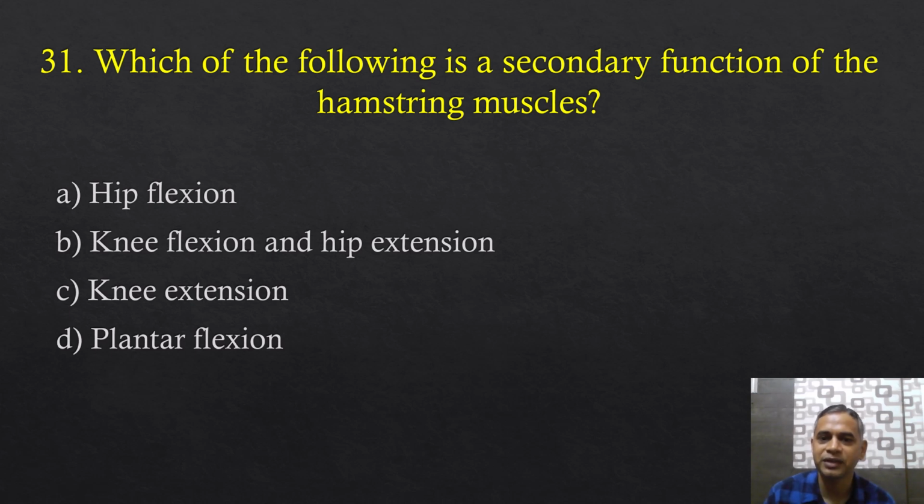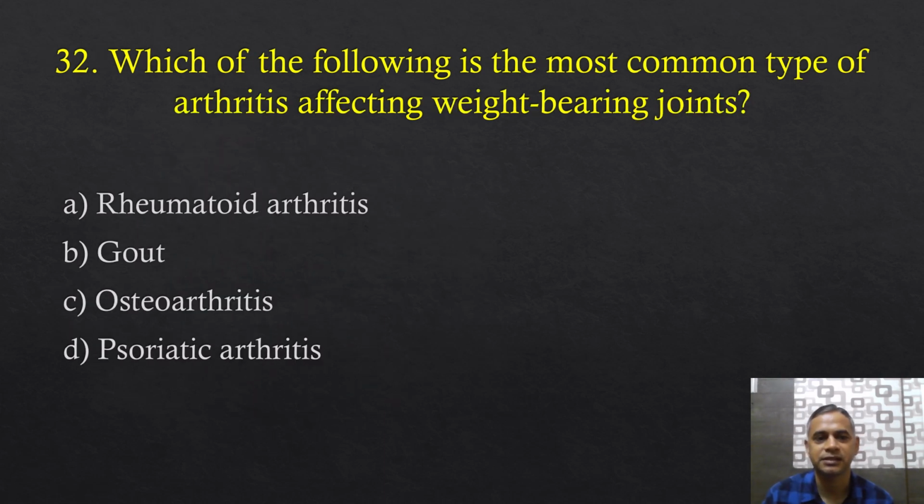Number 31. Which of the following is a secondary function of the hamstring muscle? A. Hip flexion. B. Knee flexion and hip extension. C. Knee extension. D. Plantar flexion. So the answer is B, knee flexion and hip extension.